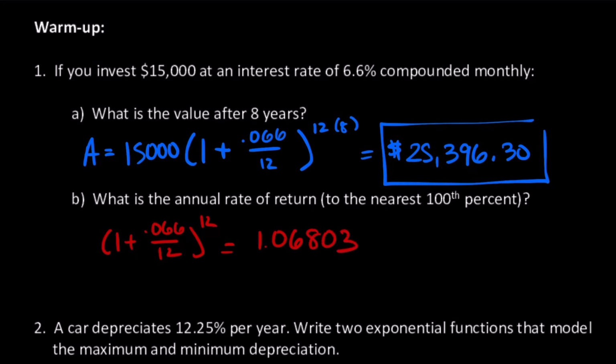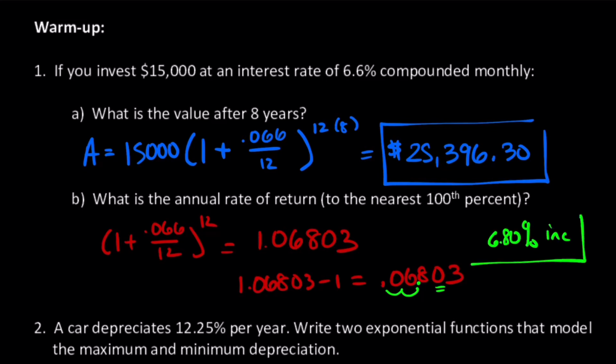1.06803. So most of you can probably convert this in your head by now, but basically what we do to get the percent increase or decrease is we take that number and we subtract 1 from it. So that gives us our 0.06803. To get that to a percent, we move this over 2 places and then round to whatever it says, hundredth. So that's 2 places right there, 6.80% increase or rate of return.